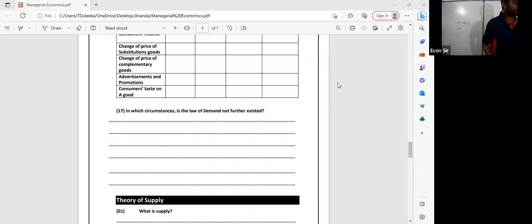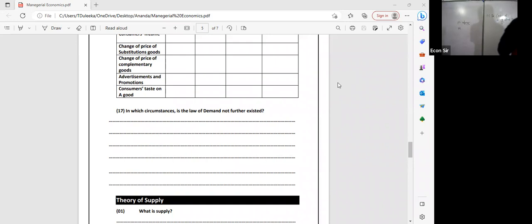That is the first. Second one is, please write down, Veblen goods. In case of Veblen goods, how to write Veblen?